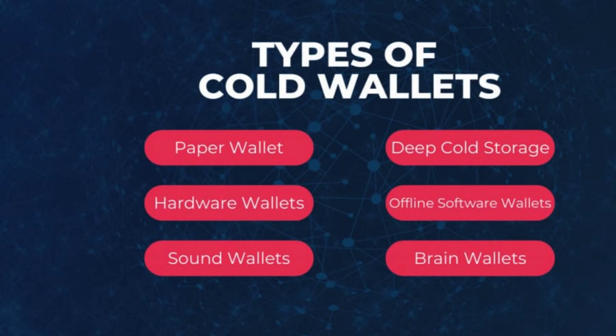3. Types of cold storage. Hardware wallets. Hardware wallets are physical devices specifically designed for storing cryptocurrency private keys offline. They offer high levels of security and ease of use, with features such as PIN protection, encryption, and backup and recovery options. Paper wallets. Paper wallets involve printing out private keys or seed phrases on paper and storing them in a safe and secure location.